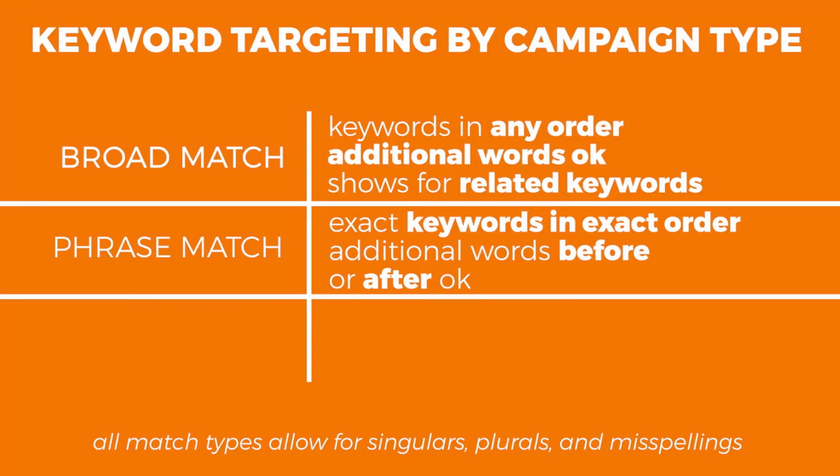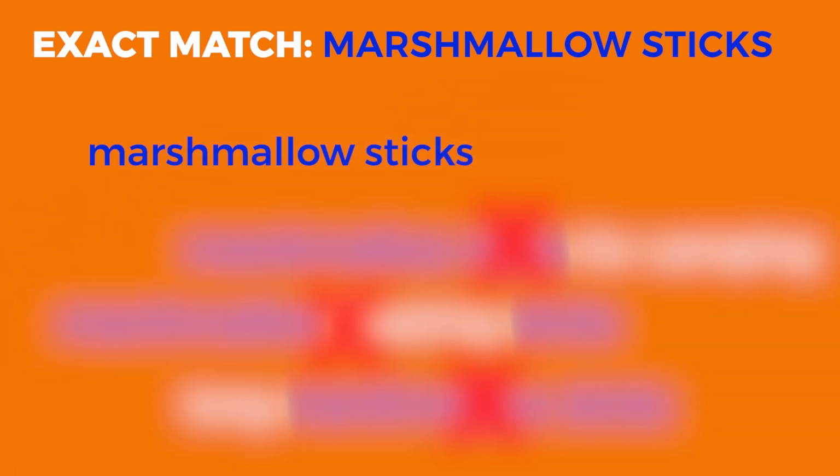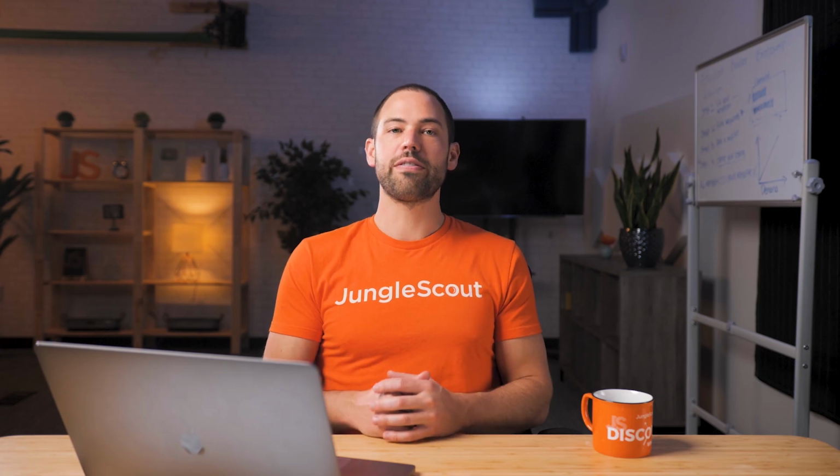Last but not least, let's talk about exact match. This matches the keyword or sequence of keywords exactly. There can be no additional keywords added before, in between, or after. Your product will only be advertised if a customer types in the exact words that you've set up in your campaign. So for marshmallow sticks, the customer must type in marshmallow sticks. Those are the three different match types.